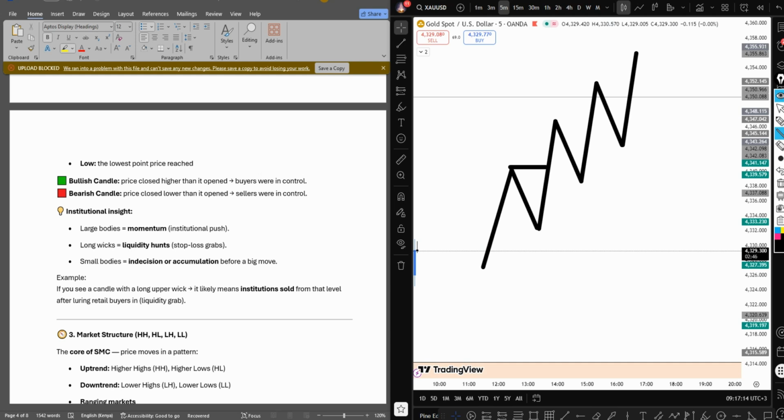And at this point where price has broken through, now that's called a break of structure. This right here is a break of structure. And again, this right here is another break of structure. That is a break of structure. That is a break of structure.